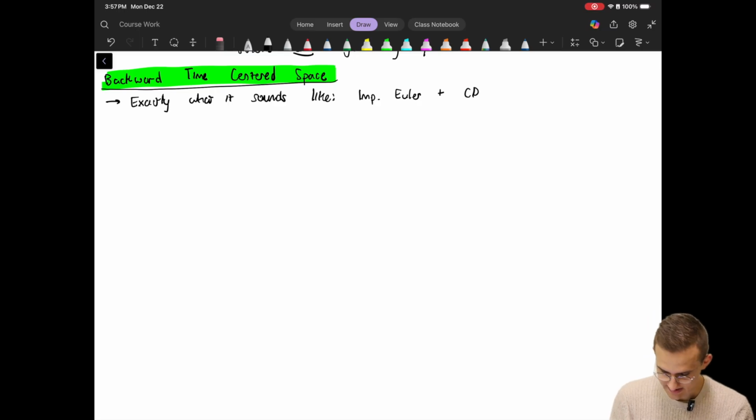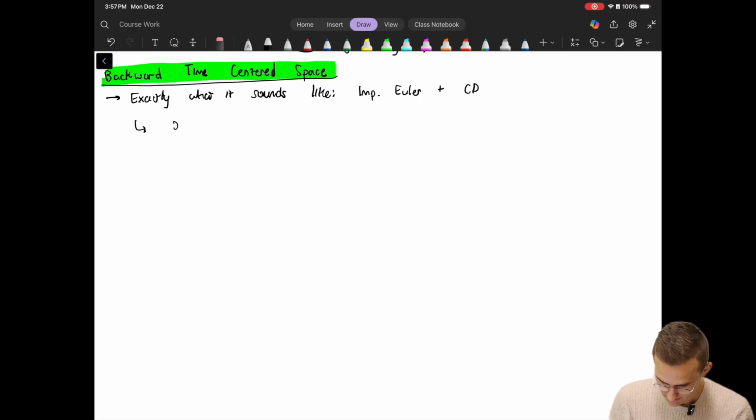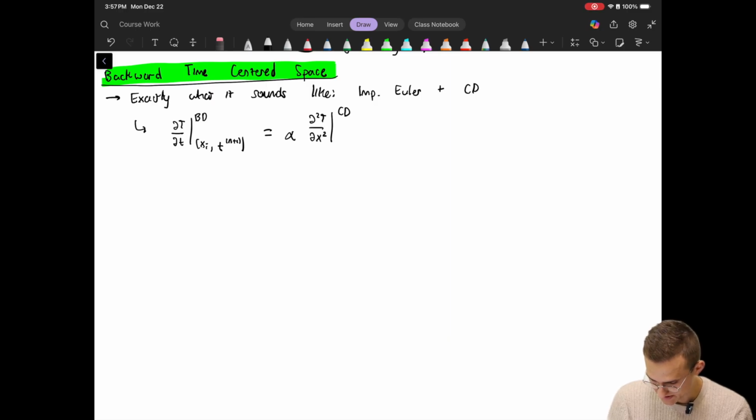So let's apply it to the exact same equation that we did before, where we have the partial derivative of the temperature with respect to time, and then we're going to evaluate that using the backward difference time operator at a grid point I and t n plus 1. Okay, and that's going to be equal to alpha times the second derivative of the temperature with respect to space with the central difference operator applied at grid point I and t n plus 1. Okay, so what does this look like?